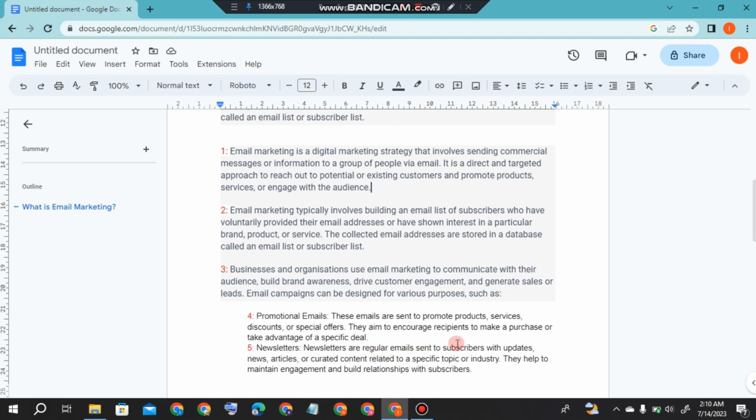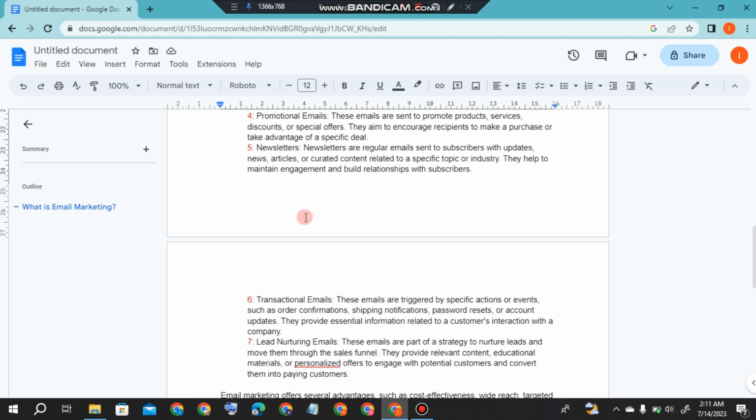Newsletters are regular emails sent to subscribers with the updates, news articles, or curated content related to a specific topic or industry. They help to maintain engagement and build relations with subscribers.